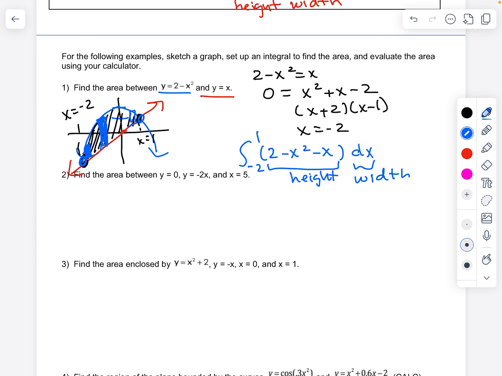Okay. Now the integration we're going to just do with the calculator, so just type this into your calculator and double check that you get 4.5.